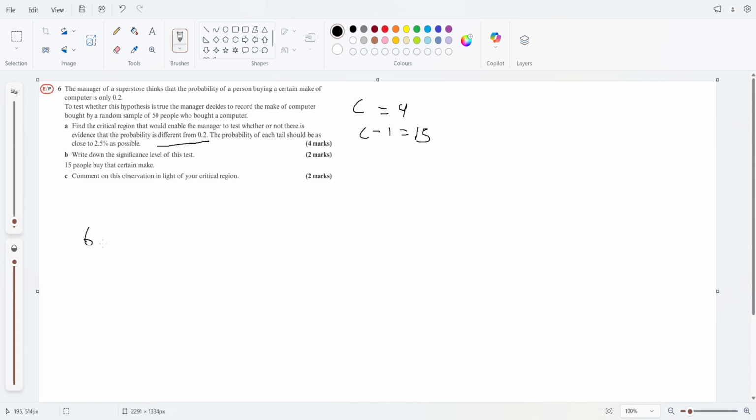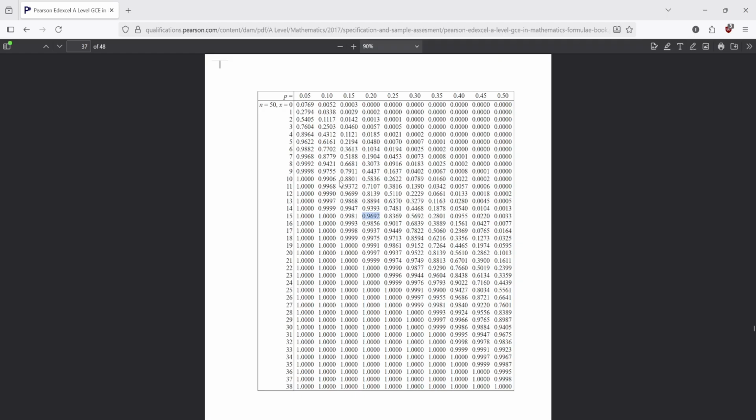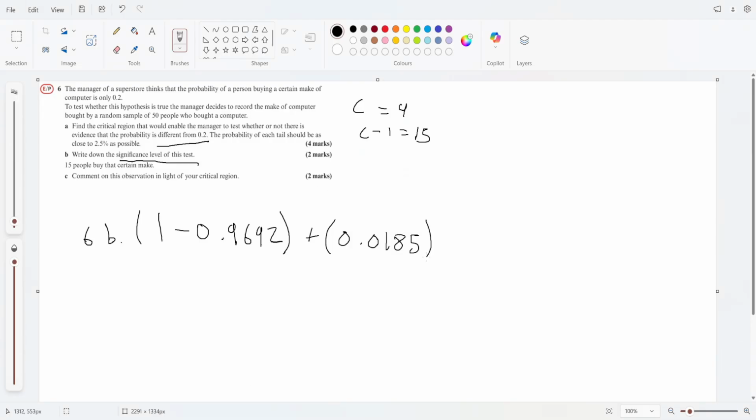So moving on to part B, it wants us to find the exact significance level of this test, also known as the P level. So I've just written that C was equal to 4 and 15, or C minus 1, but we use those values. So if we go back to the table, we had 0.9692 and it was 0.0185. Because this was the higher value here, we do 1 minus that to find the actual probability of that. So if you put this into your calculator, you get 0.0493, which is equal to 4.93%.